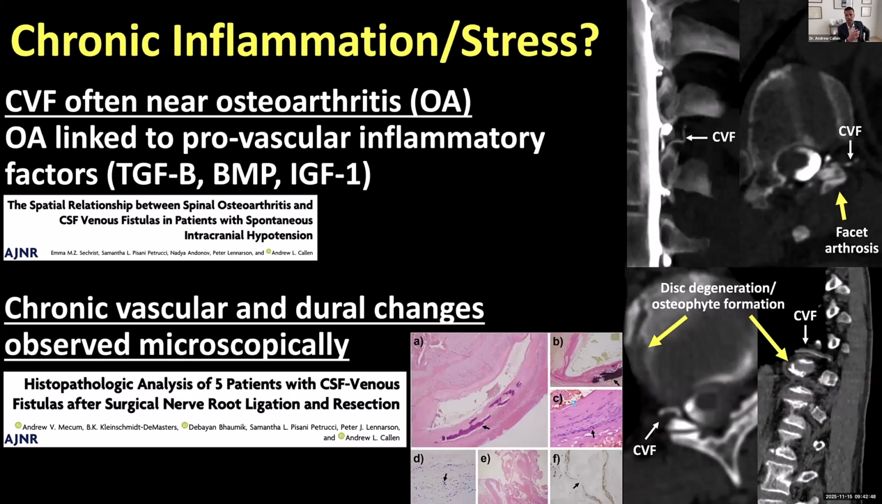Perhaps it's just a coincidence, but nonetheless, this observation was made, and we found that it was a statistically significant association. We also looked at 5 different patients in whom the nerve root sleeve was resected and sent for histopathology, and found that many of these patients had chronic vascular and dural changes that looked more like a chronic inflammatory picture at that dural lining at the nerve root complex.